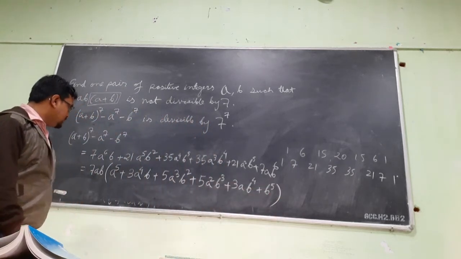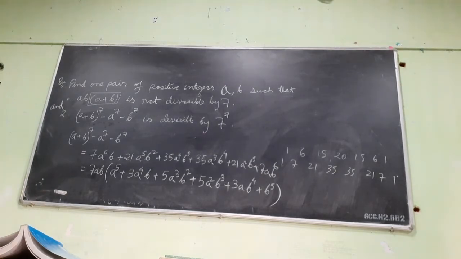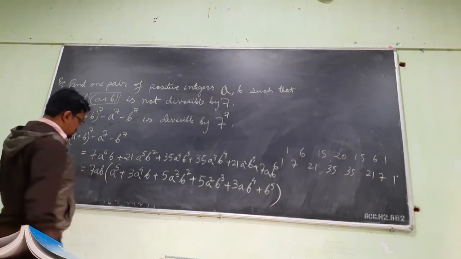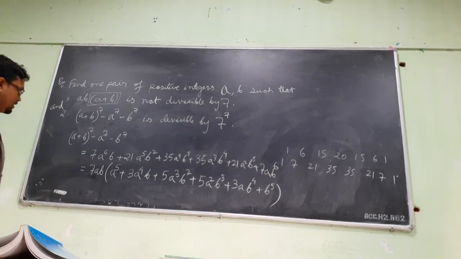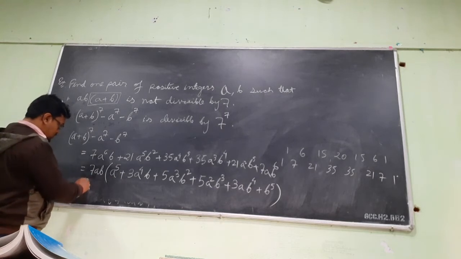So the a plus b will be common. Can I bring a plus b somehow? A to the power 5. So can I write it with a plus b? Yes, sir. A plus b common. A plus b will come out. So it will be something like.